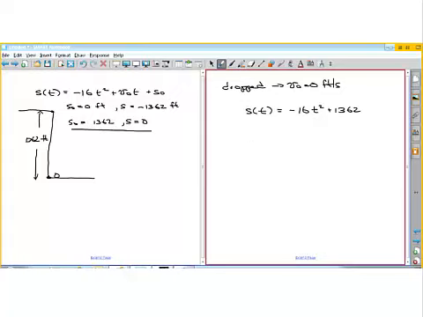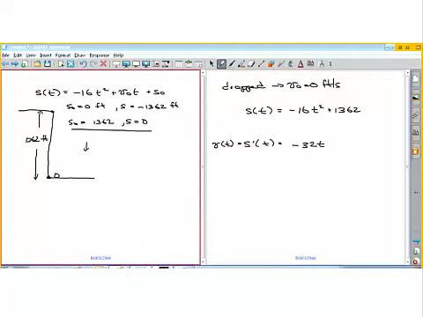The velocity is equal to the derivative of the position expression. So you get negative 32t. So when t equals 0, velocity is 0, and as t goes more than 0, the velocity becomes negative because it's going down. So anyway, that's the velocity.